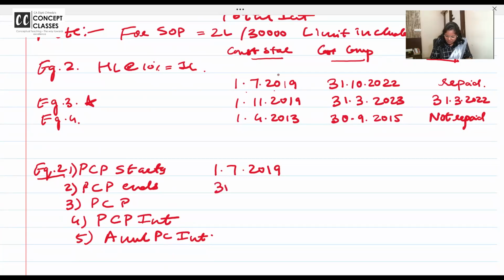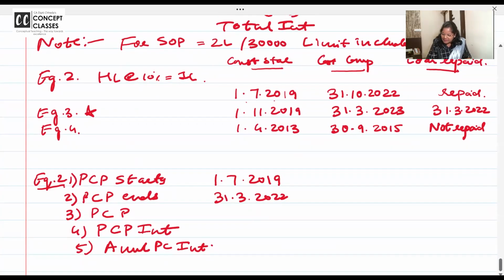Pre-construction period ends on 31st March 2022. Whether the loan is repaid or not, no date is given, so leave it. 31st March 2022. Why did I take 31st March prior to completion? Once the construction is completed in October 22, you will start giving it out on rent, no? So 22-23 whole year's interest will be allowed in routine.